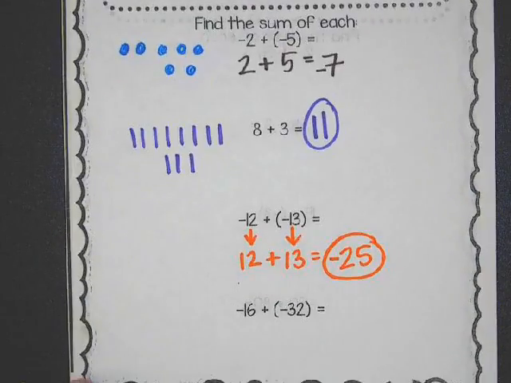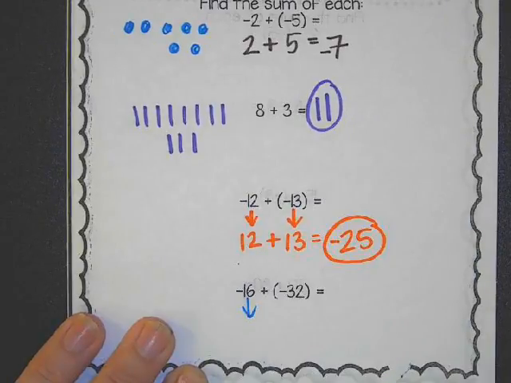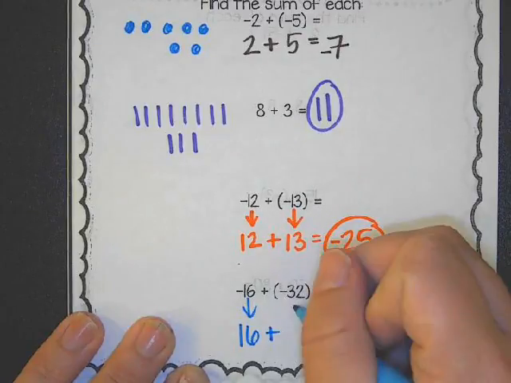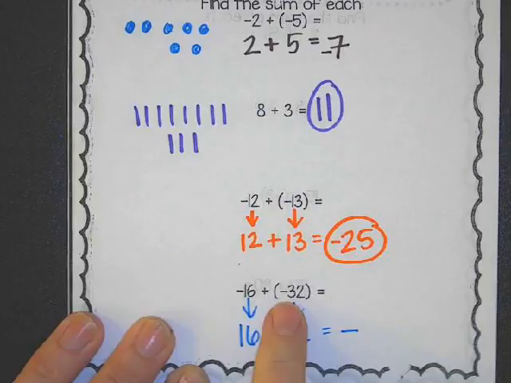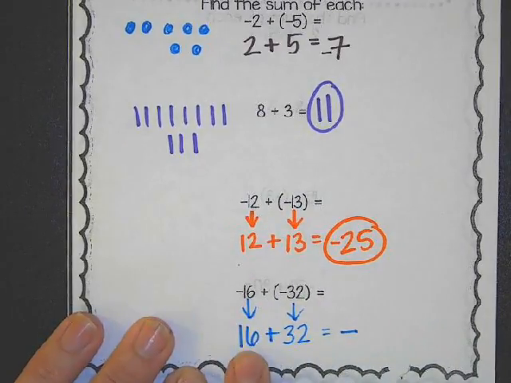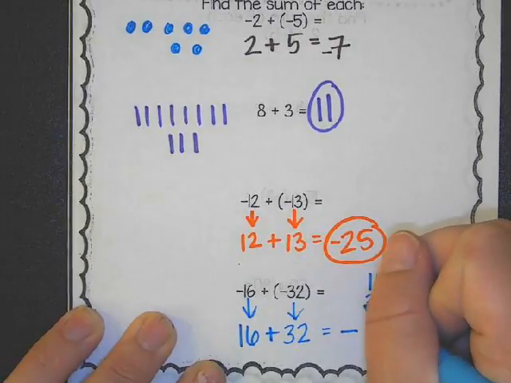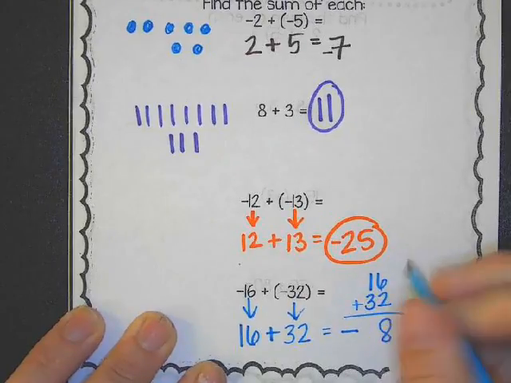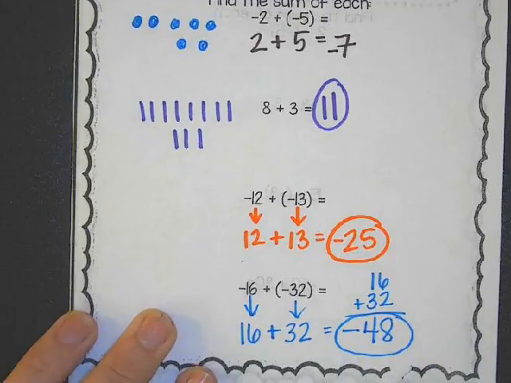Last example for this page, we have -16 and -32. Again, let's find the absolute value. -16 is 16 spaces away from 0, where -32 is 32 spaces away from 0. Remember, we need to keep the sign of the original numbers. 16 plus 32. If it's helpful, go ahead and line those up. 6 plus 2 is 8. 1 plus 3 is 4. Keep the original sign, and my answer is -48.